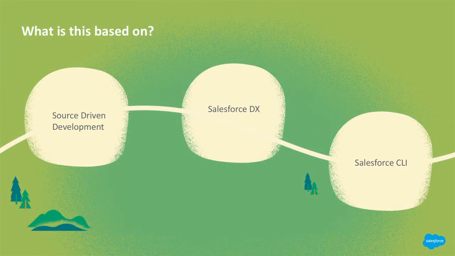So what is this all based on? Three main things. First thing is source-driven development. Some of this is not new if you've been following the Salesforce DX feature set in the past year or so. But source-driven development is in contrast to traditional Salesforce development where the org is the master, the org is the source of truth. So now we try and have the source be in the repository. Source-driven development enables that.